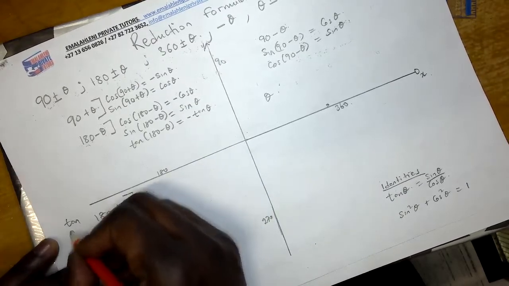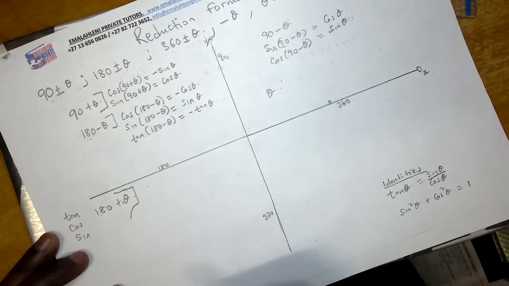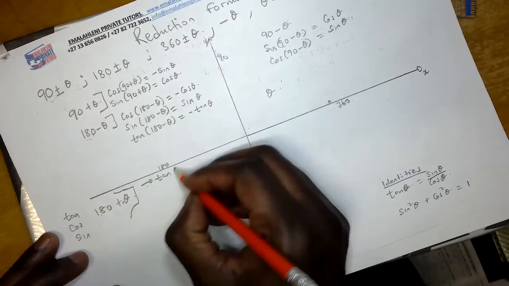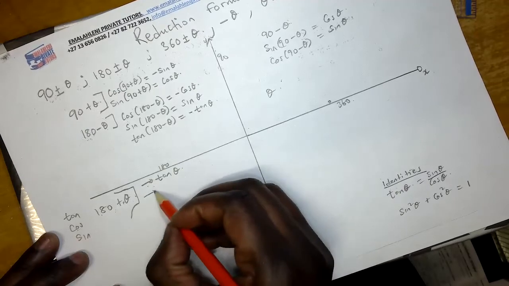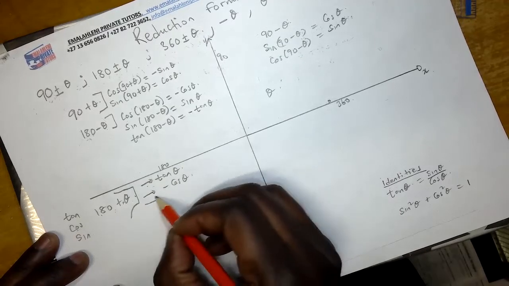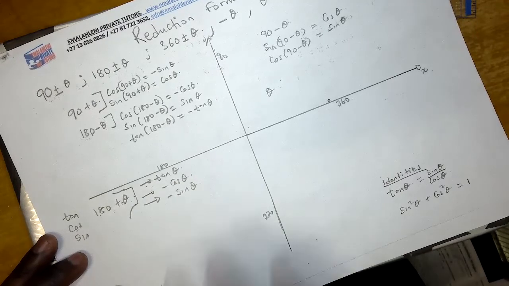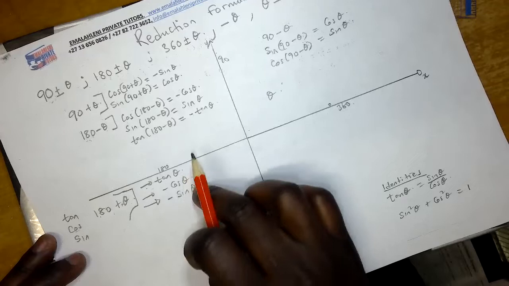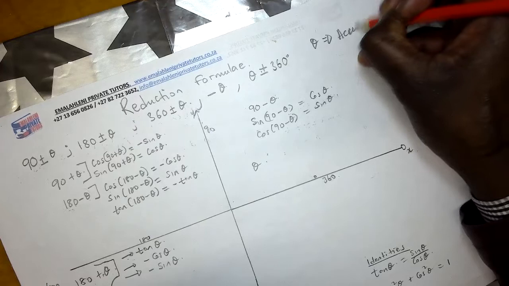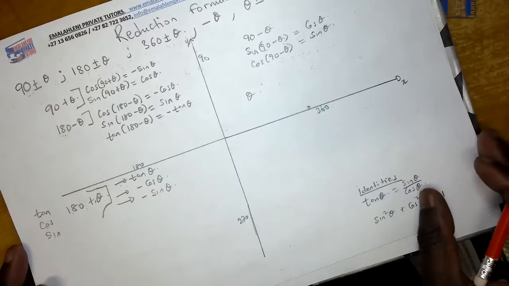If it is tan, cos, or sine with this 180 plus theta, tan is going to give us tan theta. But what about cos? Cos is going to give us negative cos theta, because cos is negative. What about sine? It's going to give us again negative sine theta. So the theta that we are talking about is the acute angle. Theta that we always talk about in this case is acute, less than 90. Now let's move on to the next phase.